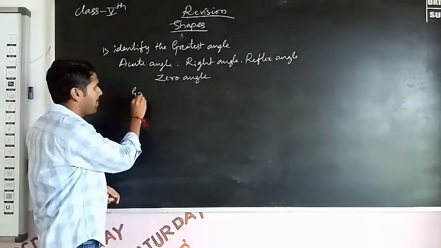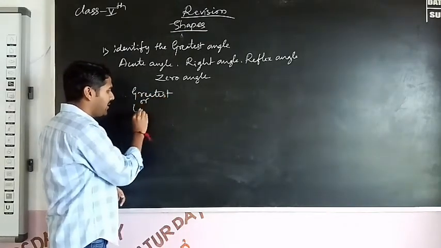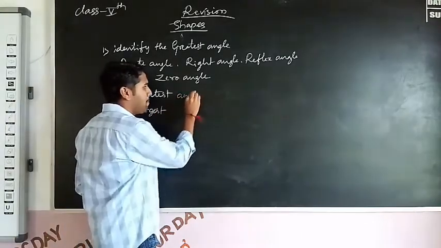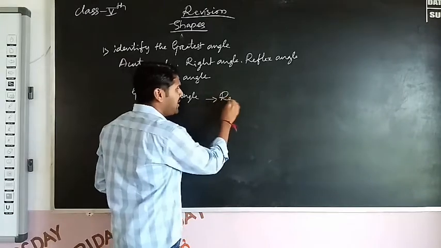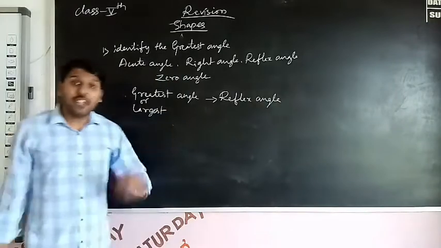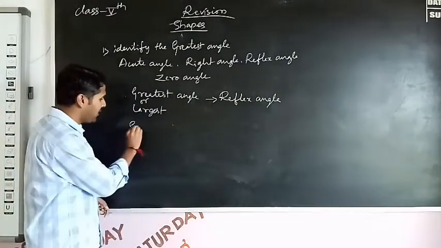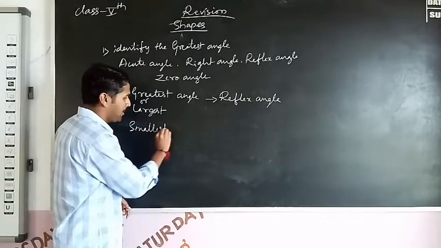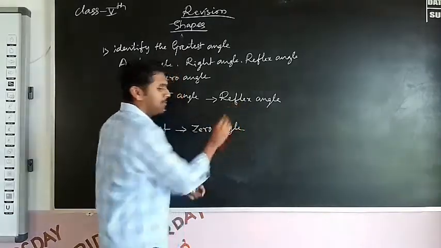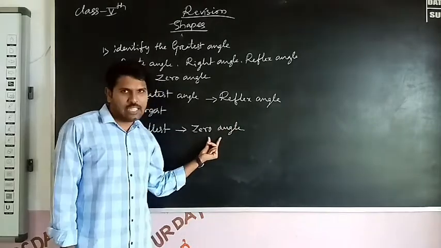So here greatest or largest, both are the same. So the angle is reflex angle. If they ask for the smallest, which one is smallest? Zero angle. Largest means reflex, smallest means zero angle.